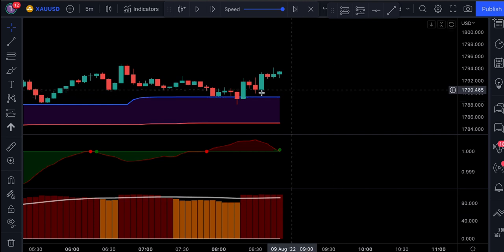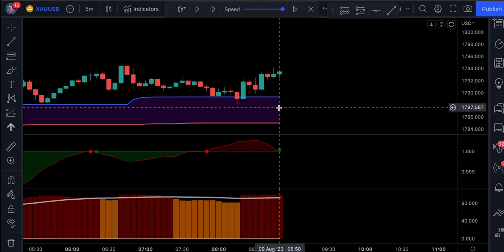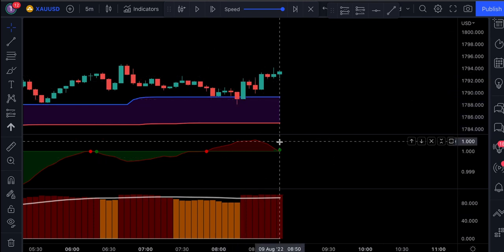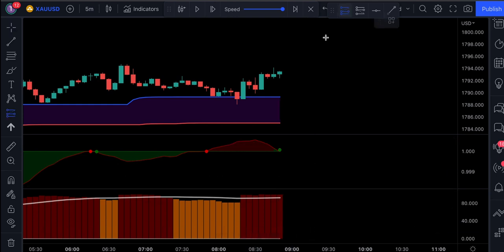So we can see the price action is in the uptrend and it's above the cloud. The Diddy index issued a long signal and the volatility level is good.